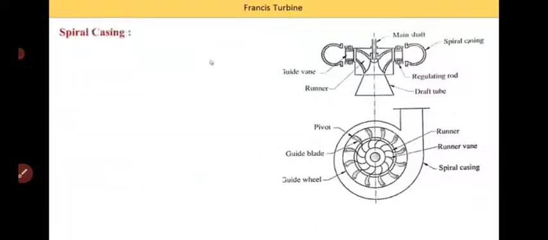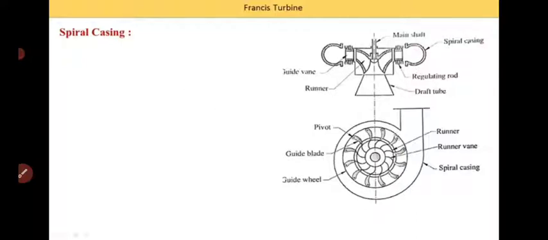Next component is the spiral casing. As its name suggests, the casing has the shape of a spiral. Before that, I explain to you the casing. Casing means the outer part of any component. It is known as the casing. So this is the outer part of this turbine. It is known as the casing in the top view. This part in the front view is also the casing.